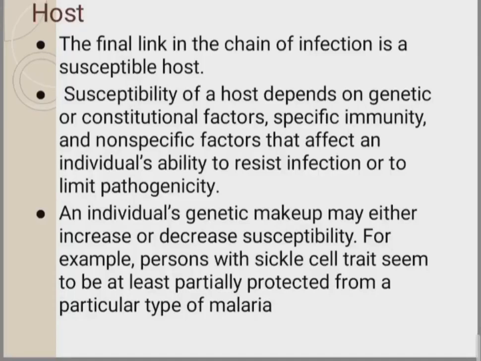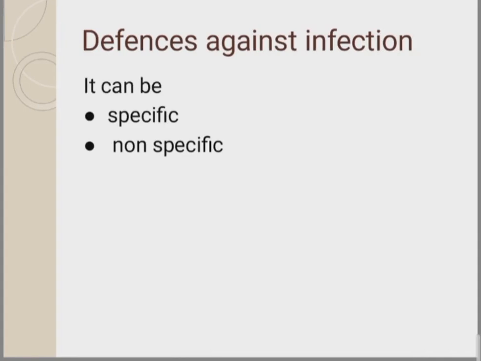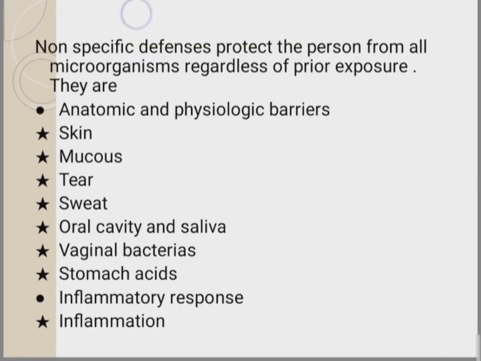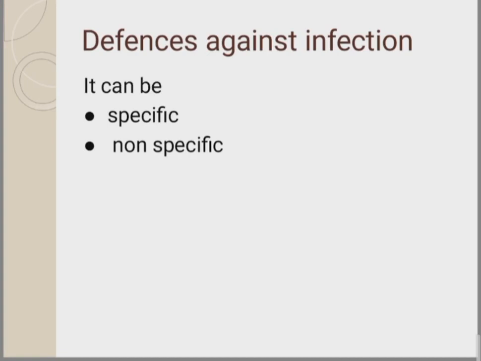In last class, we stopped studying tail host. The next thing we have to do is defense against infection. So, the defense against infection can be two types. It can be specific and non-specific. What does specific mean and what does non-specific mean?